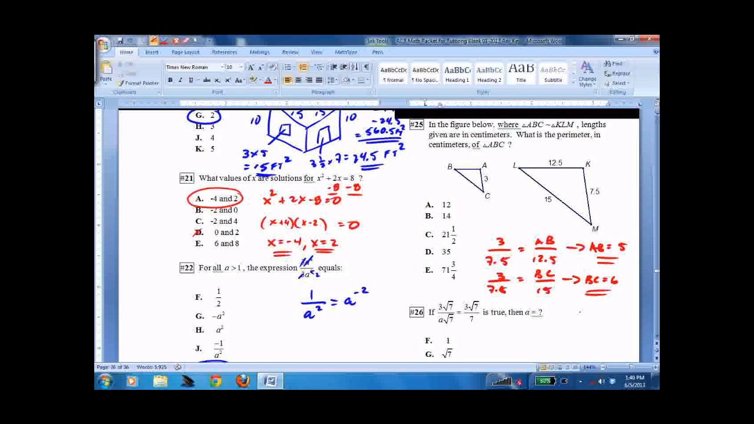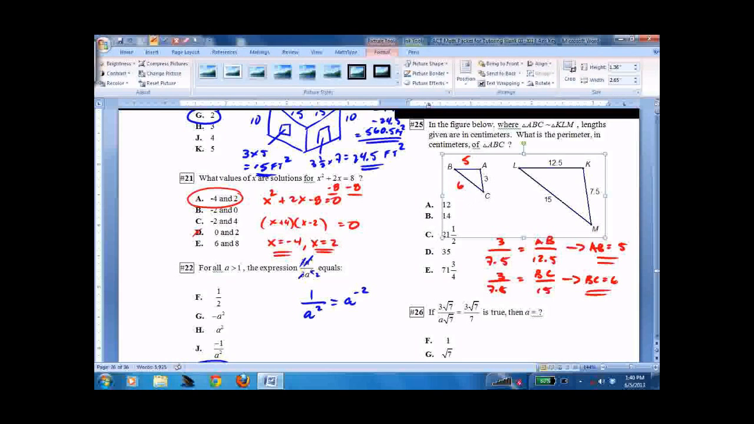So this is 5. This is 6. They want to know the perimeter. 6 and 5 is 11, and 3 is 14. Done.